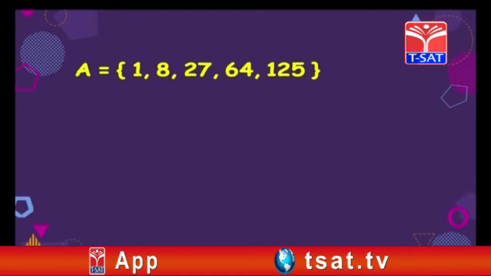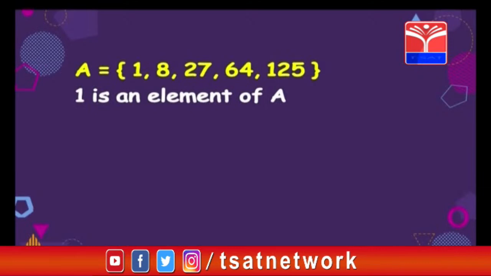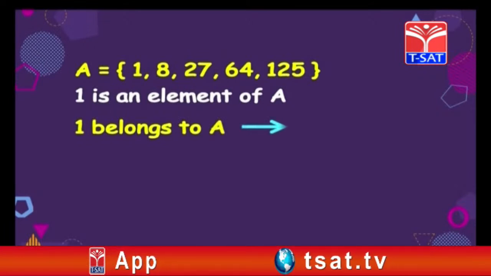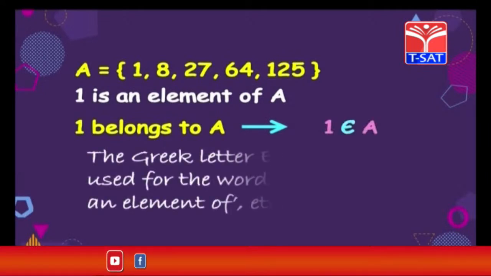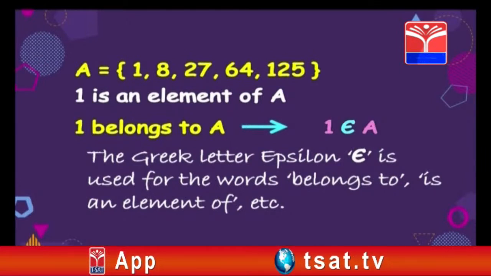Now, looking at the elements, you might be wondering what is the common property existing among them. Now, if we take 1, as we can see that it is an element of A, I can say 1 belongs to A. And how do I write it symbolically? I can write 1 belonging to A as 1 ∈ A. The symbol which is exhibited there is the Greek letter epsilon, which is used for the words belongs to or is an element of.